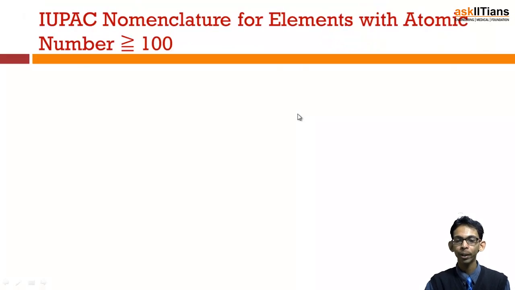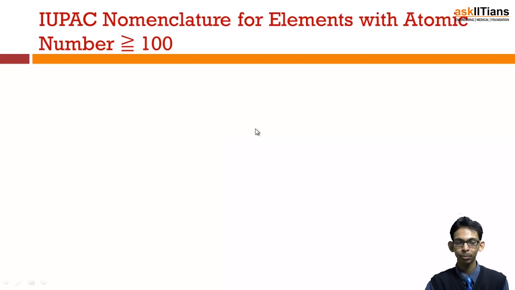Next is the IUPAC nomenclature of the elements with atomic number greater than 100. There are some elements which are yet to be discovered, and they are not present in the modern periodic table. Just like Mendeleev left space in his periodic table for elements yet to be discovered, in the modern periodic table we also do the same. We left space for elements with atomic number greater than 100, and those are generally unreactive.